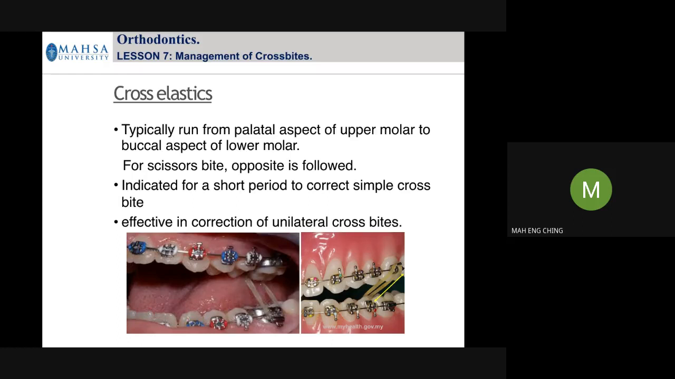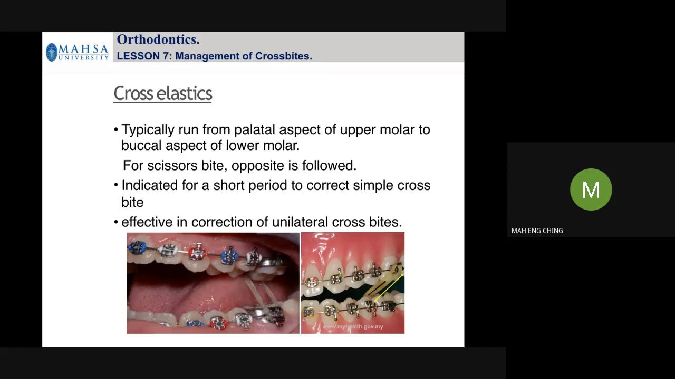You can attach the rubber band from the buccal aspect of the upper to the lingual aspect of the lower. Again, this is reciprocal pulling, so you can correct the scissor bite. So the indication for a short period to correct a simple cross bite, usually involving 1 or 2 teeth, you can do that, but sometimes when it involves the whole jaw, it is difficult.